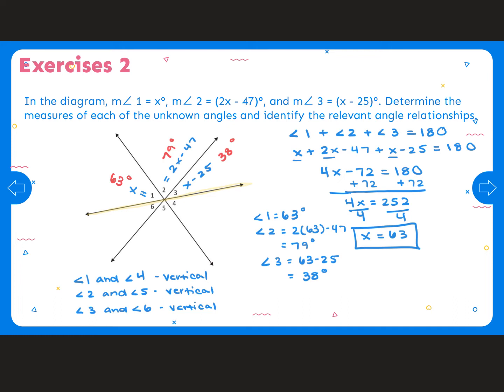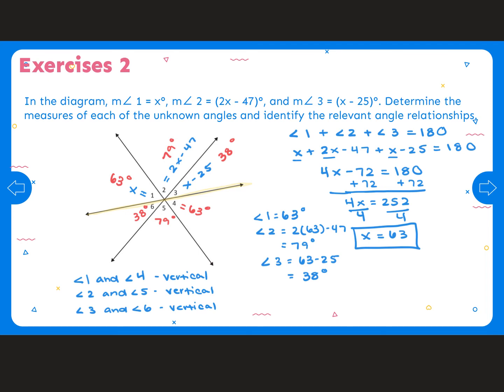Since we know that angle 1 and angle 4 are vertical angles, and the relationship between vertical angles is that they are equal, angle 4 is equal to 63 degrees. We know that 2 and 5 are vertical angles, so angle 5 is 79 degrees. And we know that angle 3 and angle 6 are vertical angles, so it is 38 degrees.